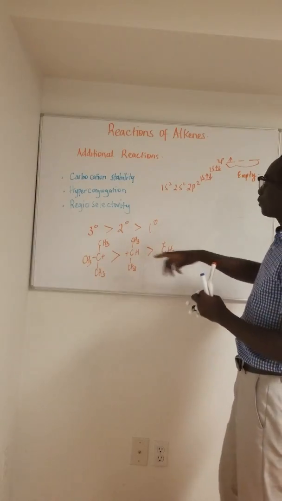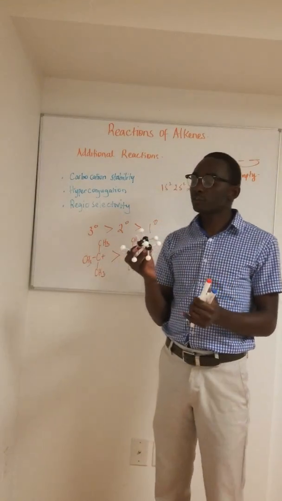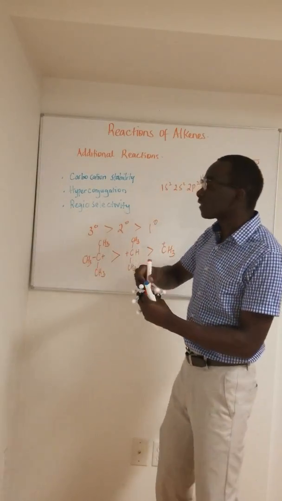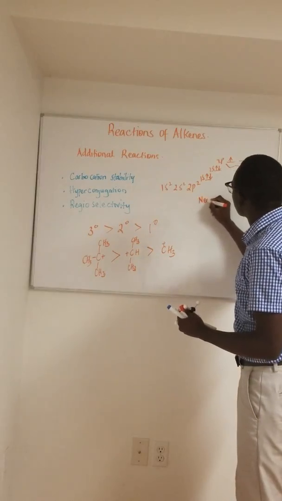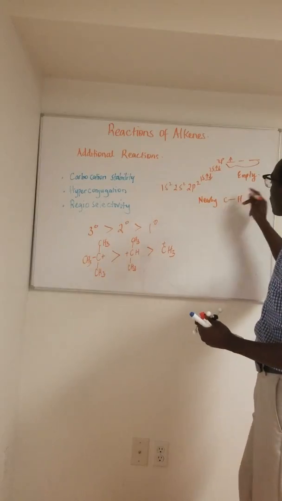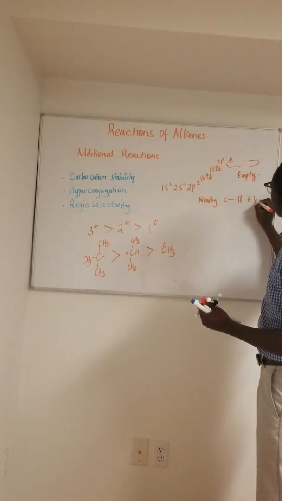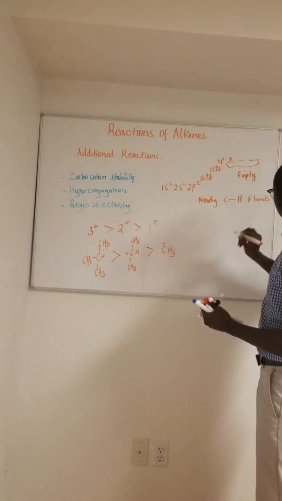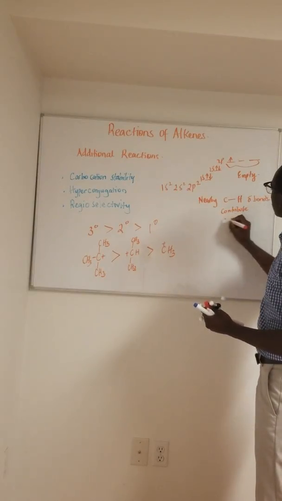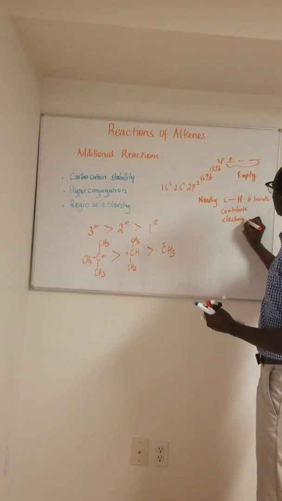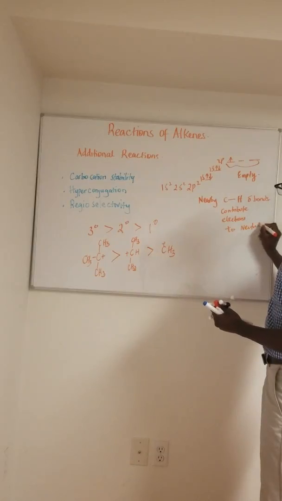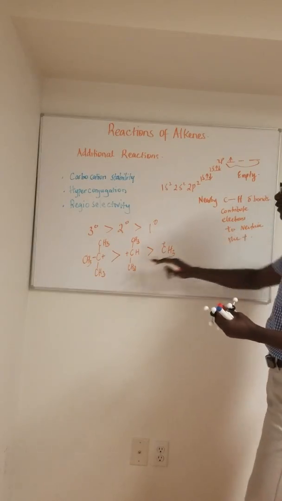When the p orbital is almost empty, we are going to have what we call hyperconjugation, whereby the nearby carbon to hydrogen sigma bonds contribute electrons to neutralize the positive charge on this carbon.